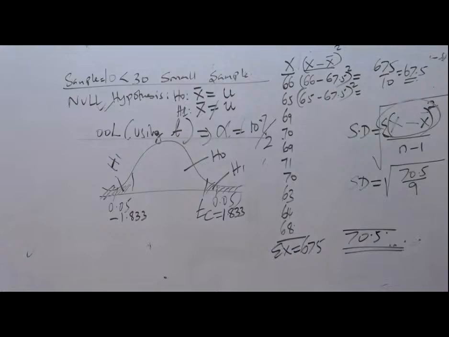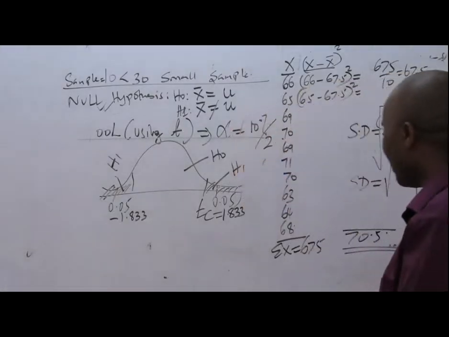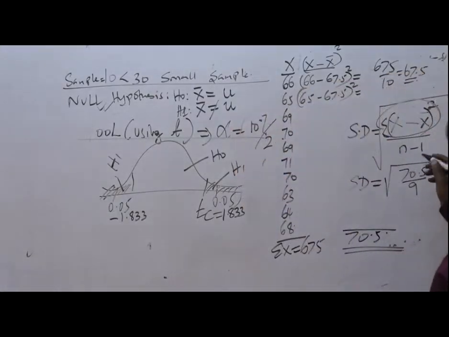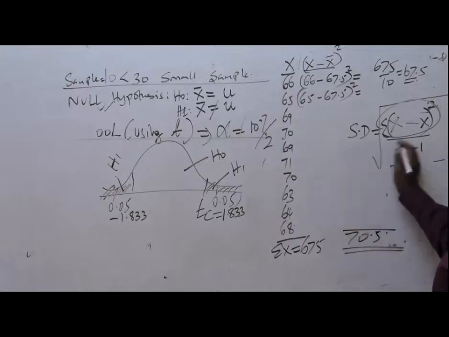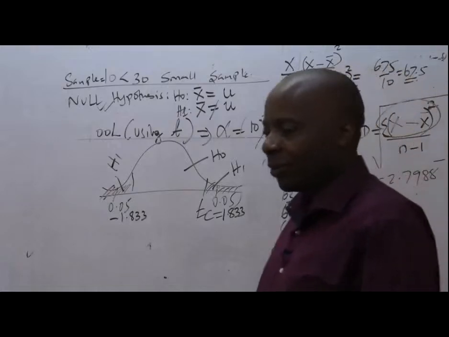So Winnie gives us a figure of 2.7988. Na Njeri sikuona ukinipatia figure ya 70.5.